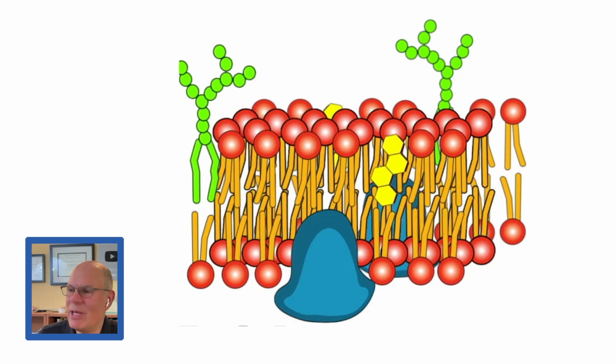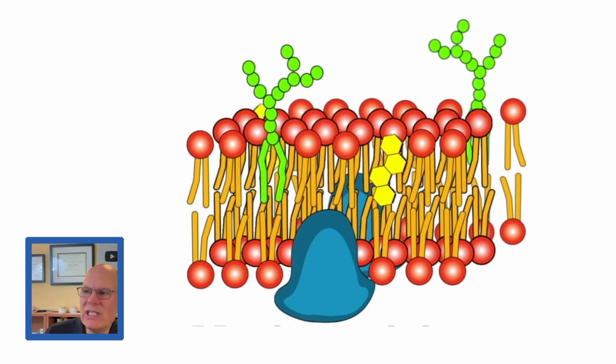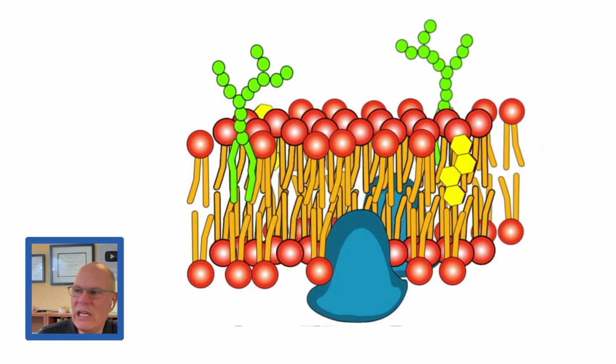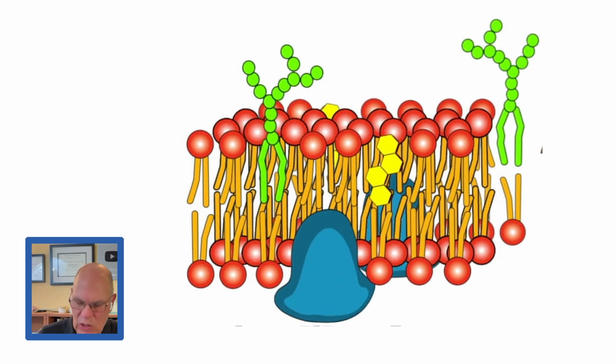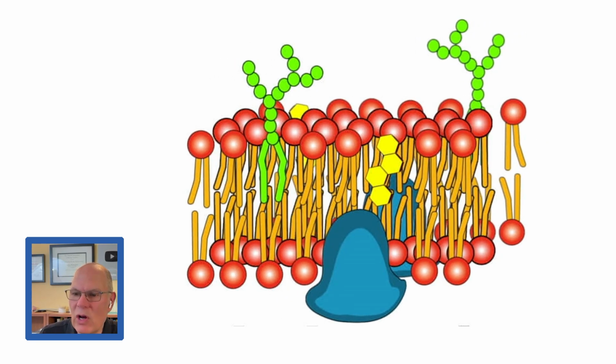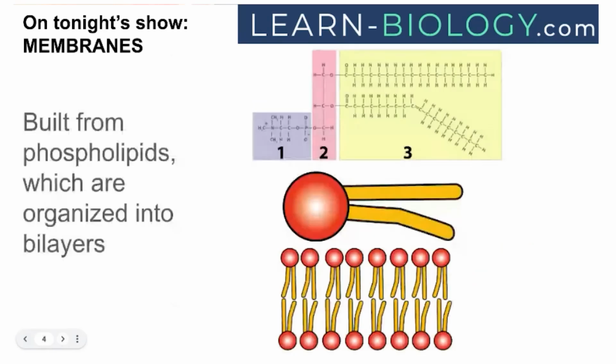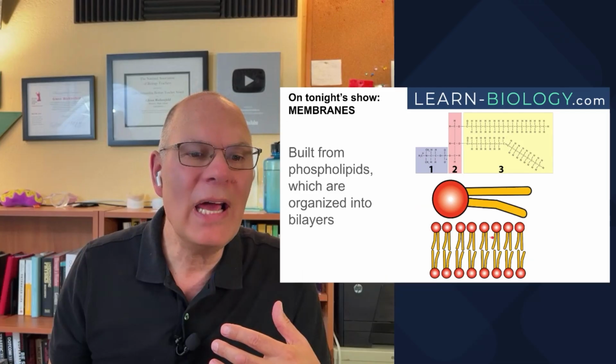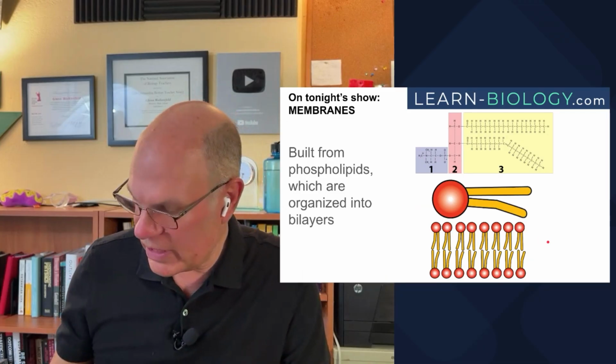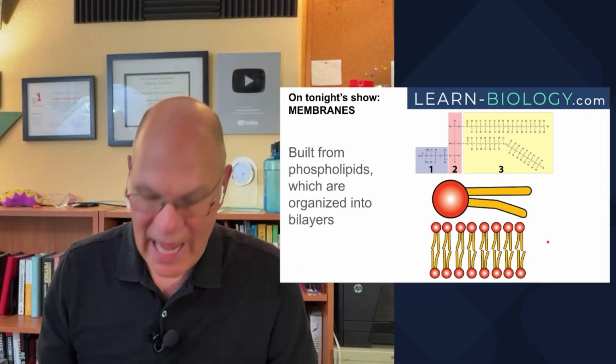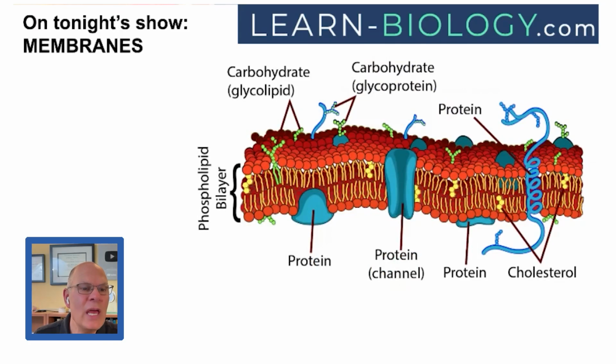Membranes are dynamic and fluid. You can see them moving around here. All of those pieces are moving around. Membranes are built from phospholipids, these molecules over here, and they organize themselves into a phospholipid bilayer. That's an incredibly cool process that we'll be looking at today, how that self-organization happens.